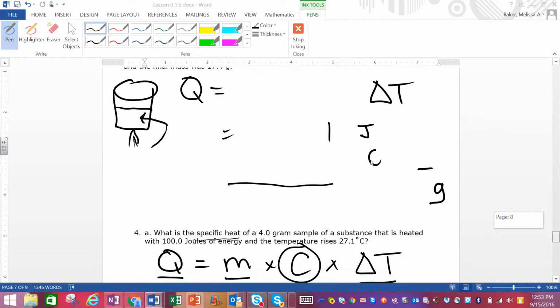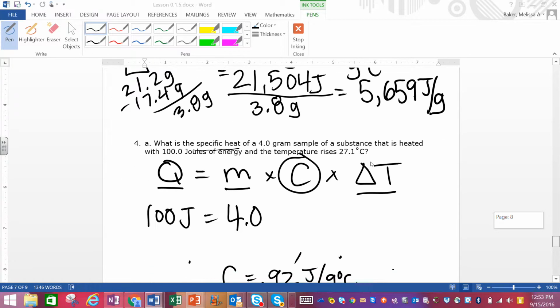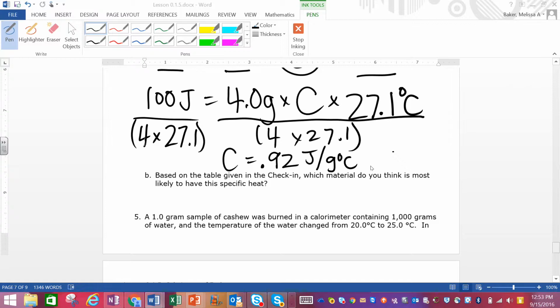So I'm going to go back down and answer part B here. Part B says, based on the table given, I guess it wasn't in the check-in, what material is most likely to have this specific heat? And it was asphalt.